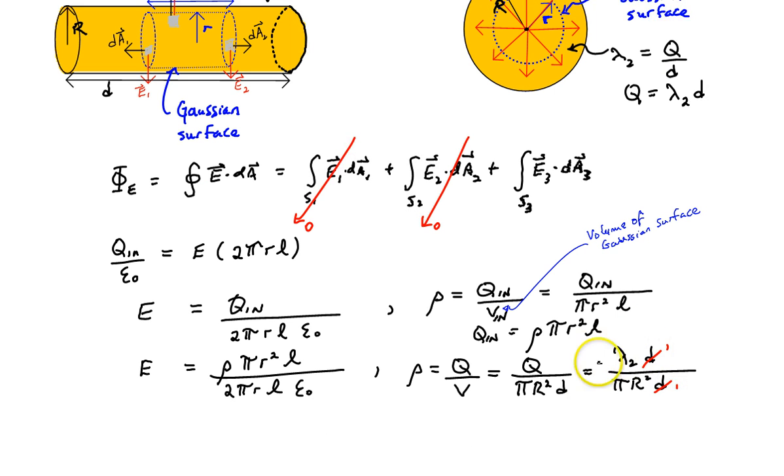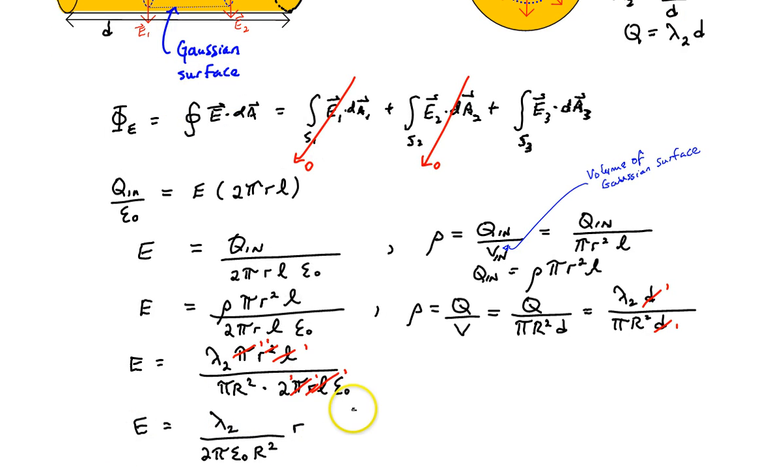So let's now substitute this expression in for here. And there we have that. And then you should be able to cancel a bunch of things from top and bottom. And you'll get this final expression here for r less than the radius of the cylinder.